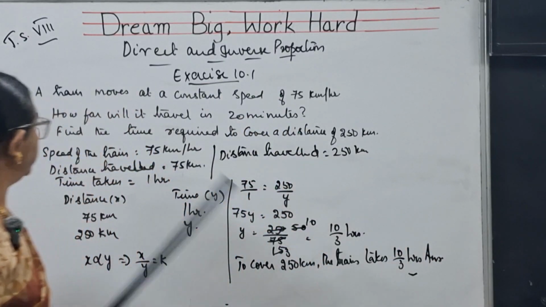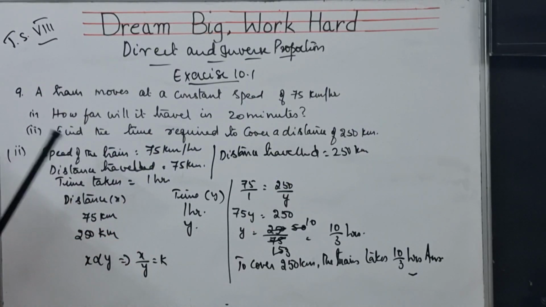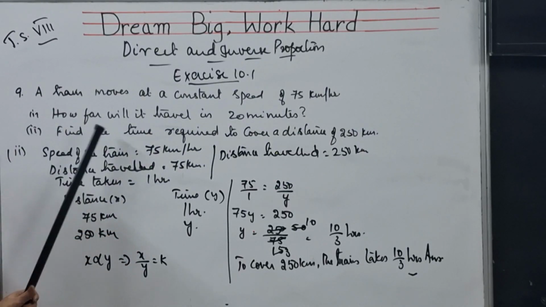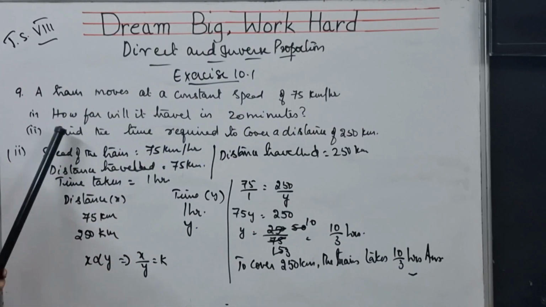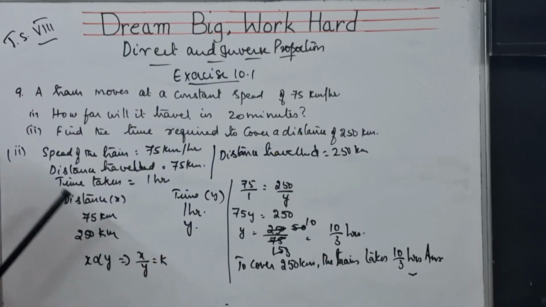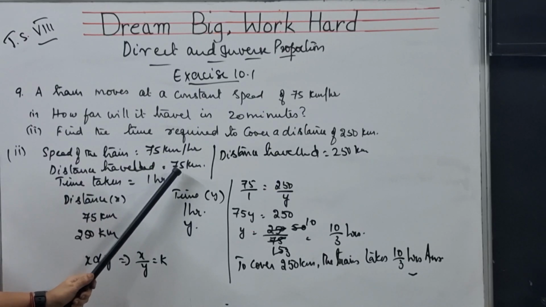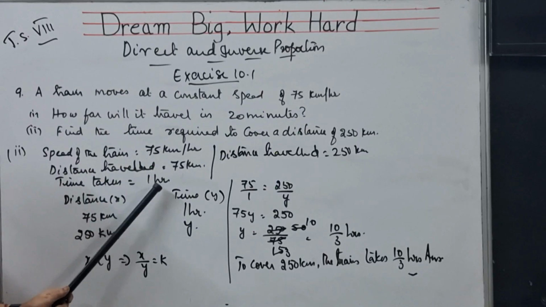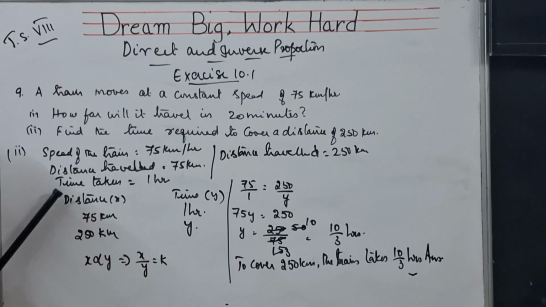So, what is the problem? A train moves at a constant speed of 75 kilometers per hour. How far will it travel in 20 minutes? First bit we have already done. We have completed. Now find the time required to cover the distance 250 kilometers. So speed of the train is 75 kilometers. Distance traveled is 75 kilometers and time taken is 1 hour. Speed is 75 kilometers per hour, this is the meaning.